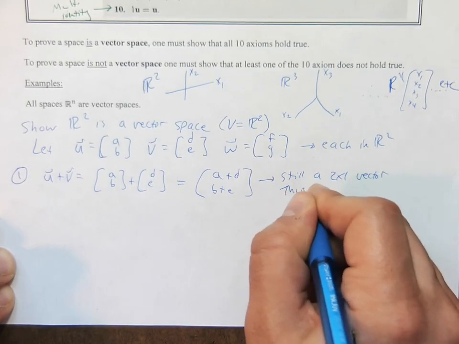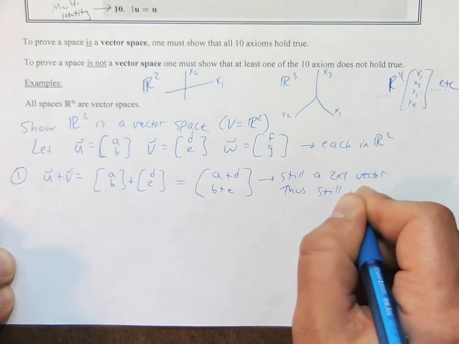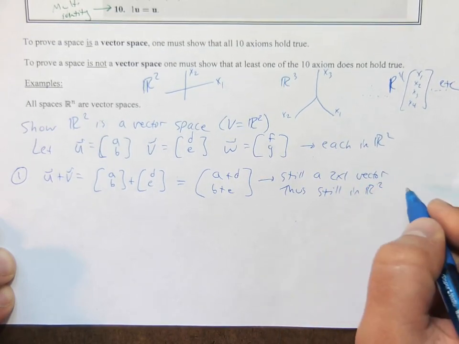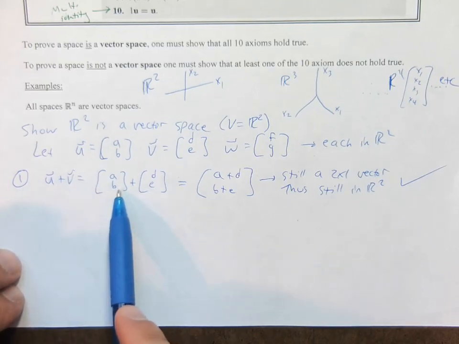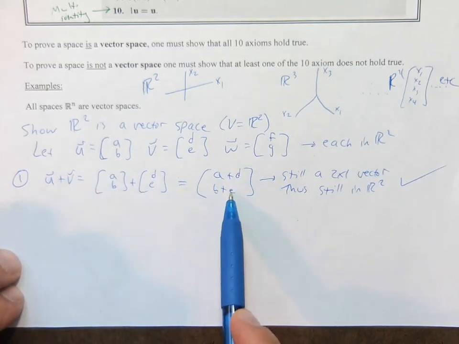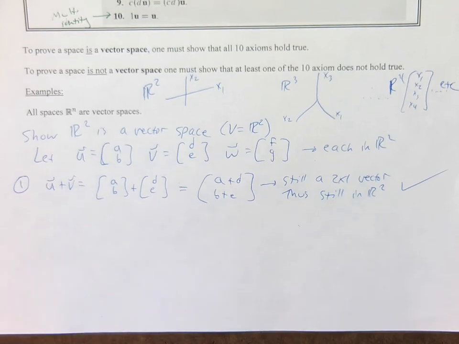Thus, it's still in R2. And so, check. We showed that property holds. We took 2 arbitrary vectors in the space, we added them together, and we got another arbitrary vector in the space, and so that is still in the space.